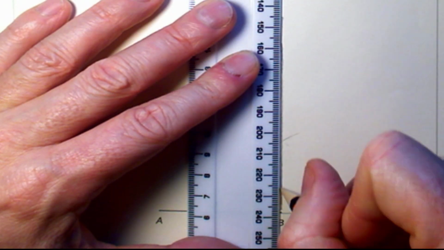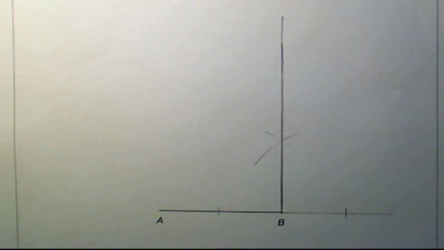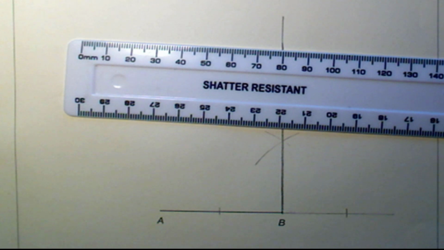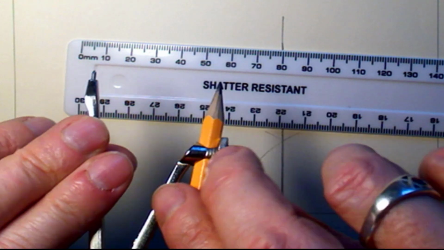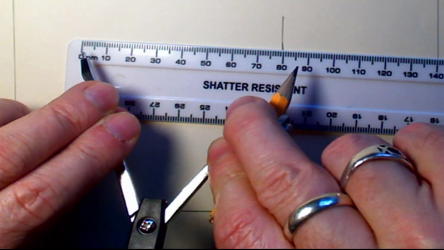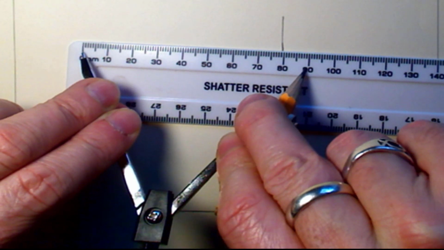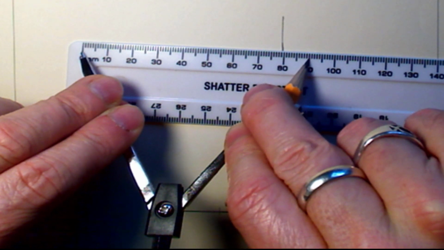There we go. Now we don't know how long this line is going to be yet. To work out the tip of the triangle, we're going to have to get our ruler out again. This time we're going to change the aperture of the compasses so it's exactly 9 centimeters. Like that.